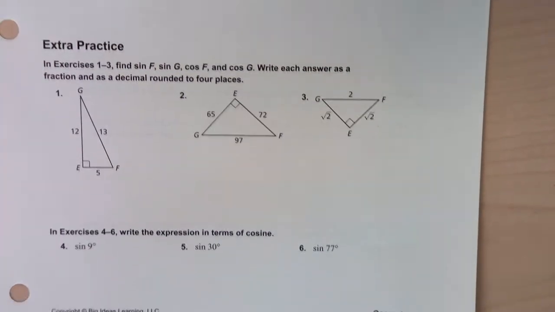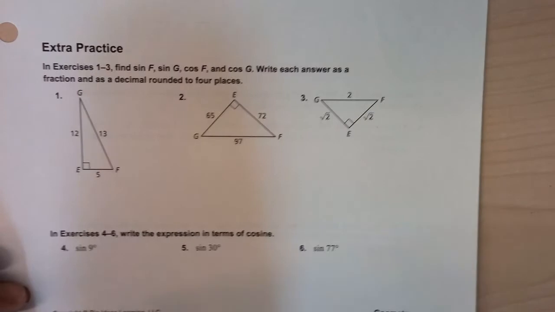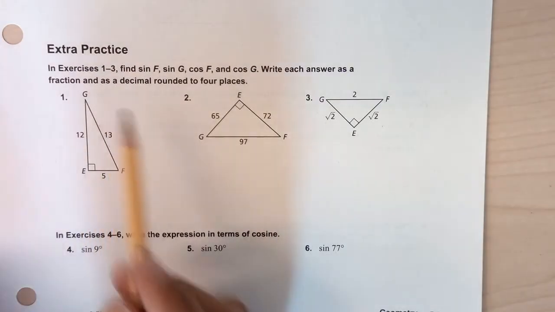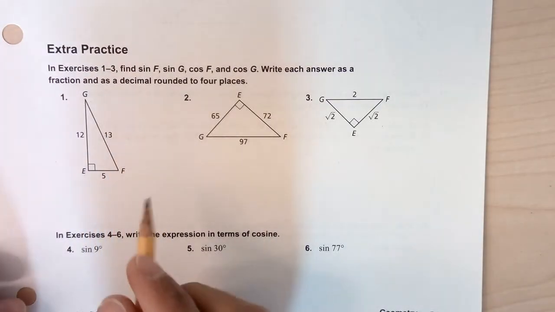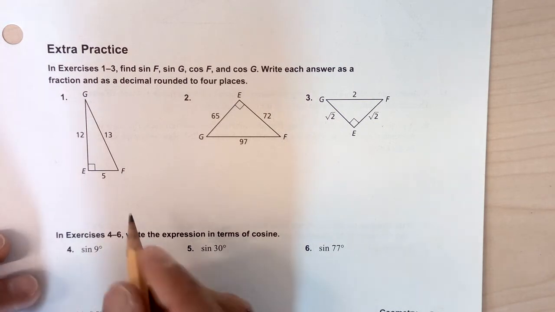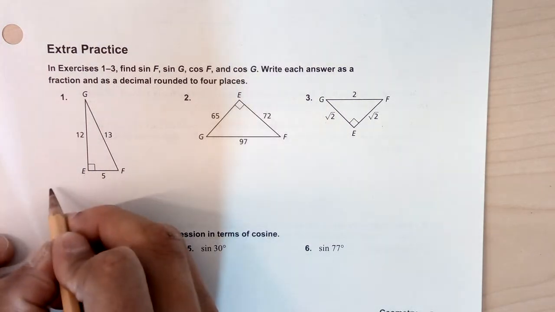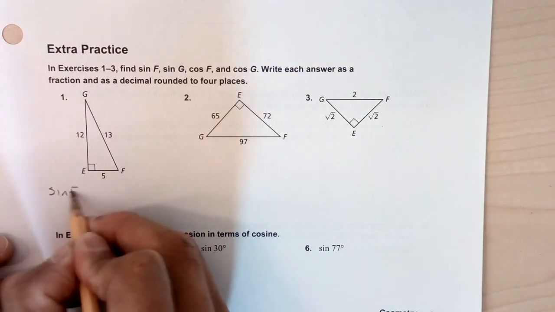Now we'll take a look at some examples to try to apply the sine and cosine ratios. For each of these problems, it says find the sine of f, sine of g, cosine of f, and the cosine of g. Write each answer as a fraction and as a decimal rounded to 4 decimal places. Okay, so here's what we're going to find first. The sine of angle f.